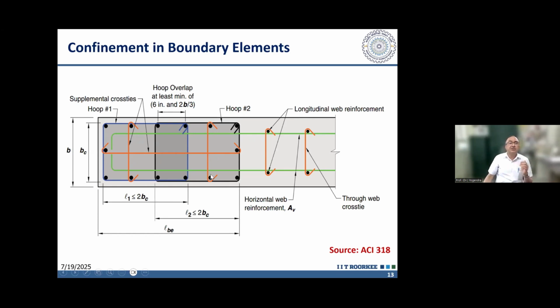So same size bar is to be used in tie and stirrups. In fact, the revised code, revised 13920, is making that clear.